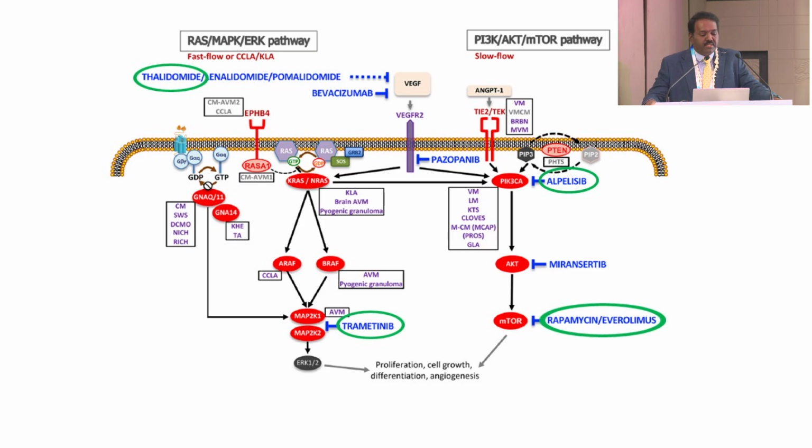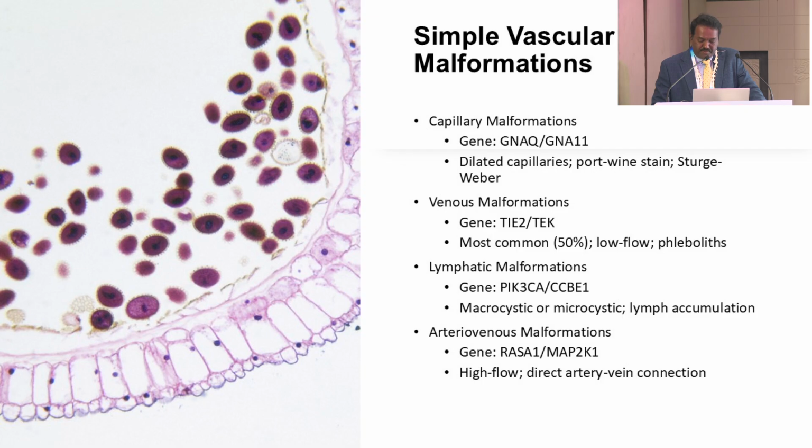So you can use drugs for slow flow. You can use sirolimus. In fact, there was a movement called sirolimus first before, and now we use alpelisib as well in slow flow malformation. For fast flow, we can use thalidomide and even now trametinib. So it makes sense to classify them and know the pathophysiology.